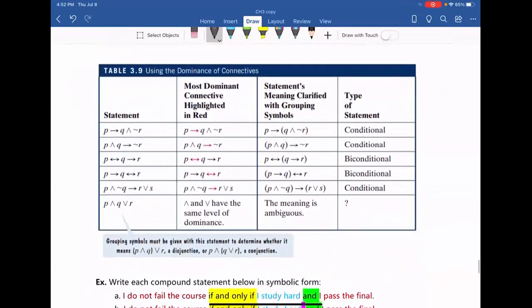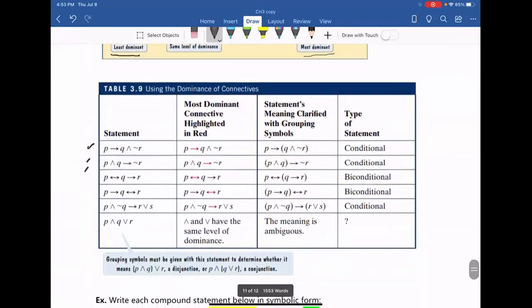Okay, let's see the examples here. Here are some statements, and let's see what's the most dominant connective. We highlighted in red. I think this is pink. So the meaning, or how to express this compound statement, this means if P, then Q and not R. So what is the dominant? You can see this dominance.